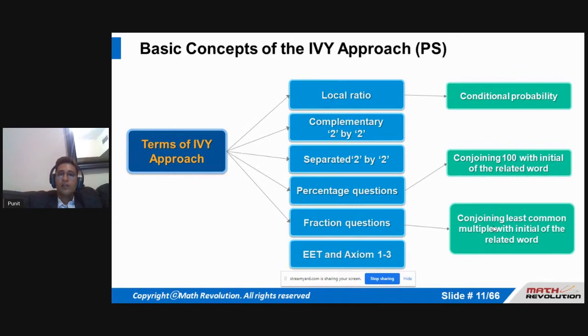Now let's go ahead. There is one more, which is EET and axiom 1, 2, 3. We'll be starting with axiom 1, 2, and 3, and then we have more axioms to follow through. EET is each together. Container A, container B mixed into container C, so that becomes each together. Boys, girls, and class, so that becomes each together. Solving such questions is a bit tricky, and it will definitely take a lot of time if you go through the conventional approach.